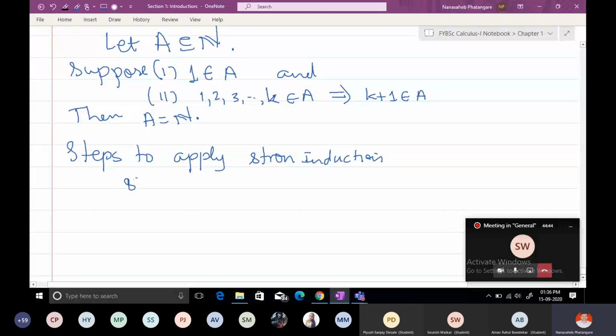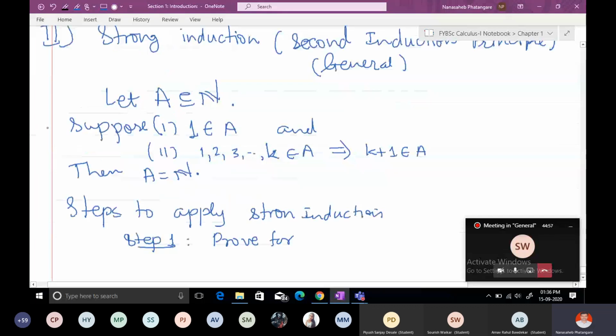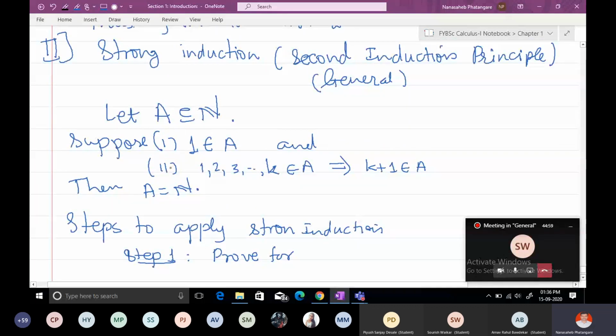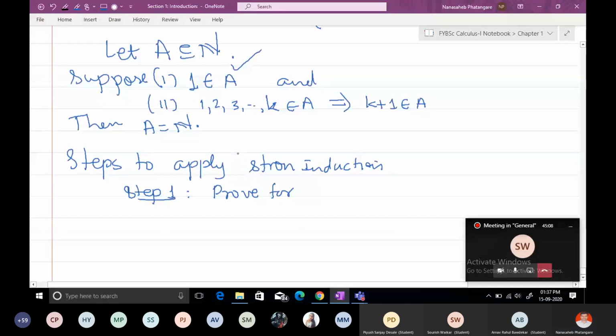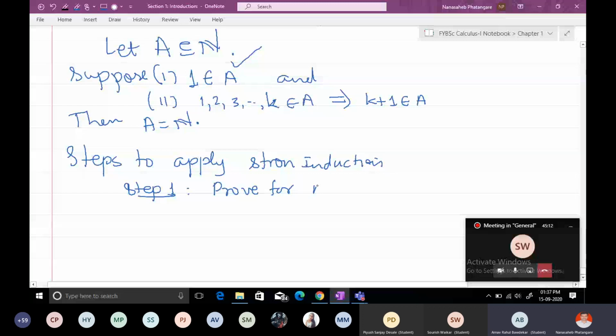So what are the important steps? Step 1. What is step 1? What should be the step 1? If you see this induction principle, what should be the first step? This step is same as the previous induction, right? Yes. That means what should be the first step? Prove for n equal to 1. Very good.